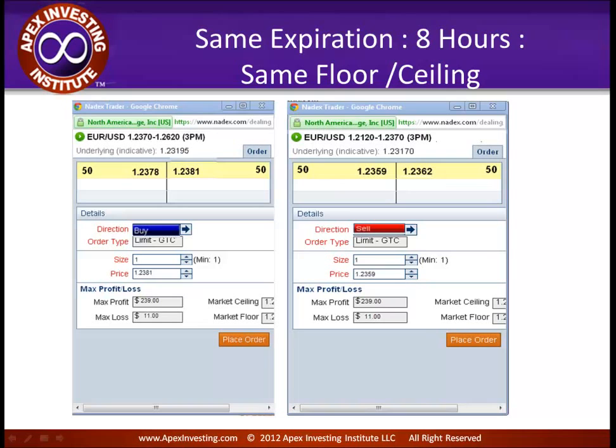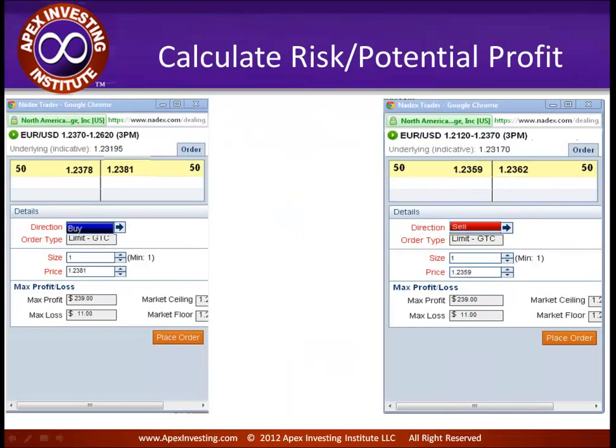We can buy this spread at the floor of 1.2370, and we can sell this spread with a ceiling of 1.2370. So that gives us the same floor and the same ceiling and 8 hours for the market to move enough in our favor. All right, so now that we found our 2 spreads, let's calculate our risk and look at our potential profit on the trade.